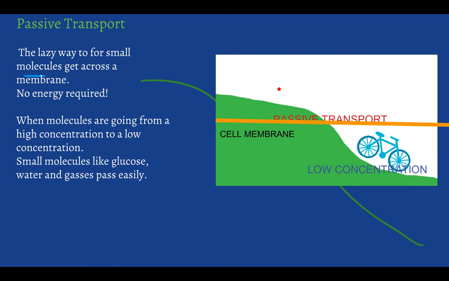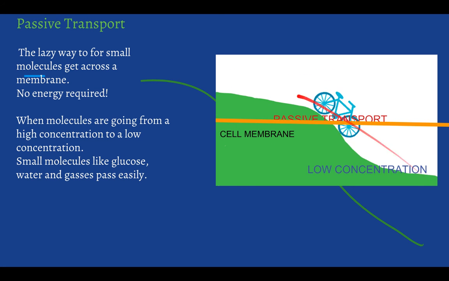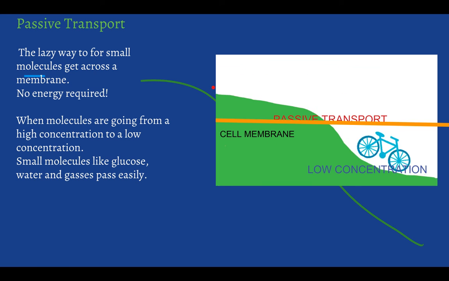Anyway, if we look at this, this is the cell membrane. Small molecules go from a high concentration to a low concentration, like from the top of the hill to the low part of the hill. They can just roll down. That doesn't require any energy. So going from a high concentration to a low concentration requires no energy.